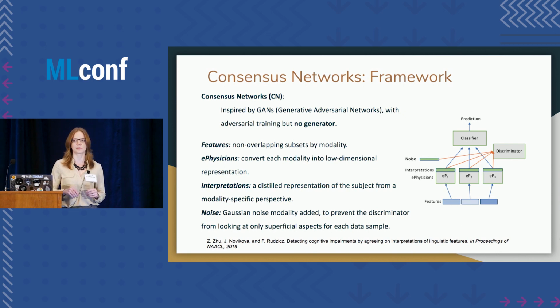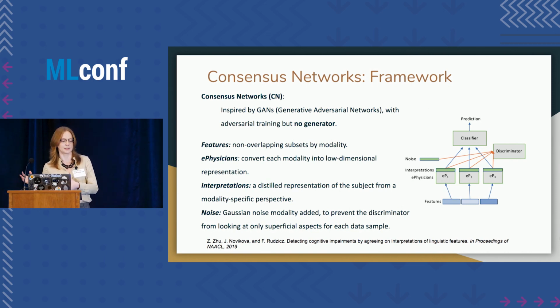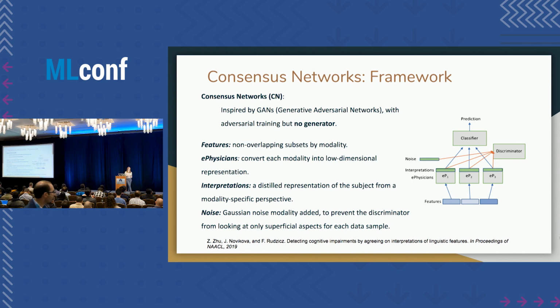Generative adversarial networks consist of two components, a generator and a discriminator. The generator tries to generate a sample that is indistinguishable from the real-life sample of data, while the discriminator tries to distinguish that artificially generated sample from the real sample. This is how the model is trained to create something very similar to what happens in reality. So our consensus network is inspired by GANs, but it does not use a generator, just adversarial training, just a discriminator.